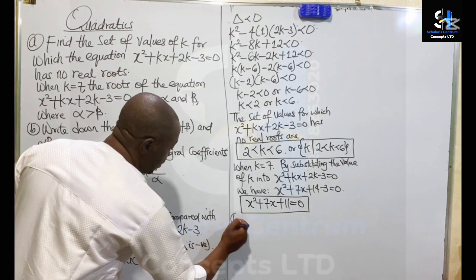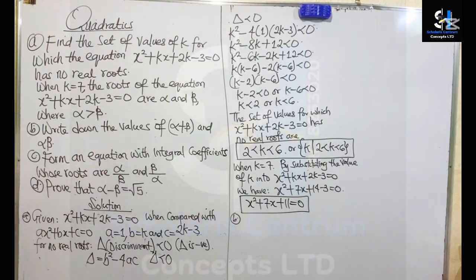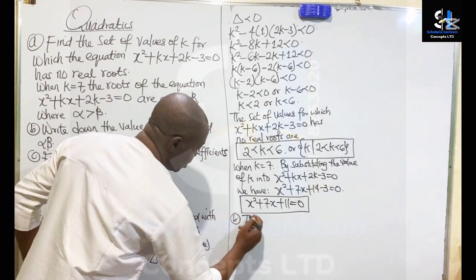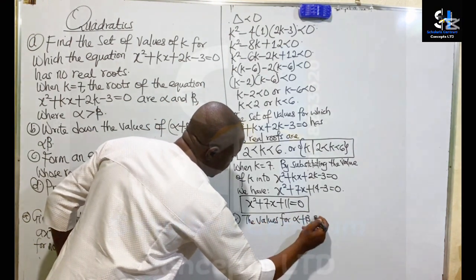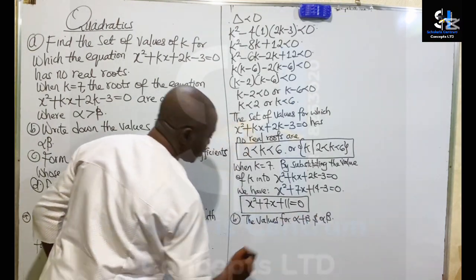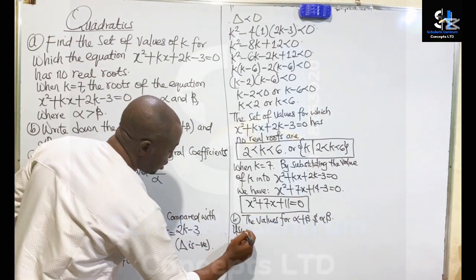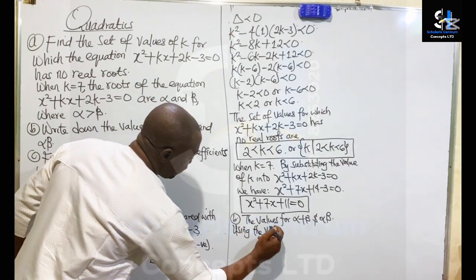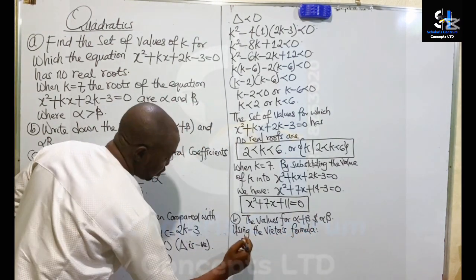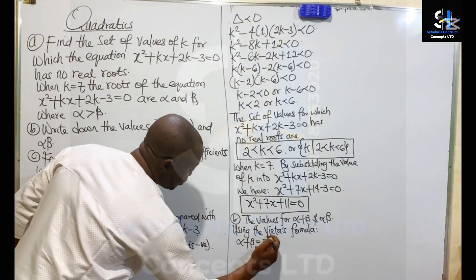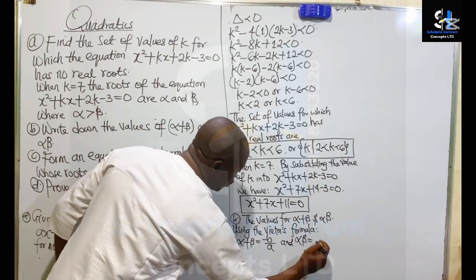Okay, now the second question is for us to write down the values of alpha plus beta and alpha beta, that is, alpha multiplied by beta. So that's when we have to use Vieta's formula. Using Vieta's formula, we know that the sum of roots will be negative b over a, and then the product of roots will be what?